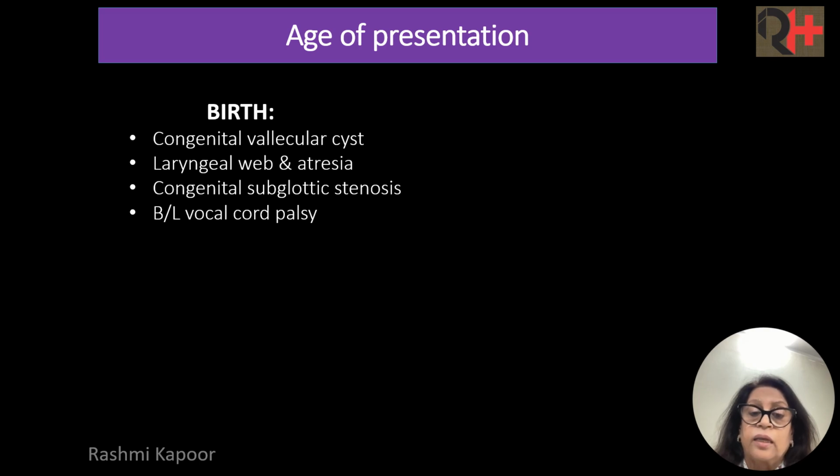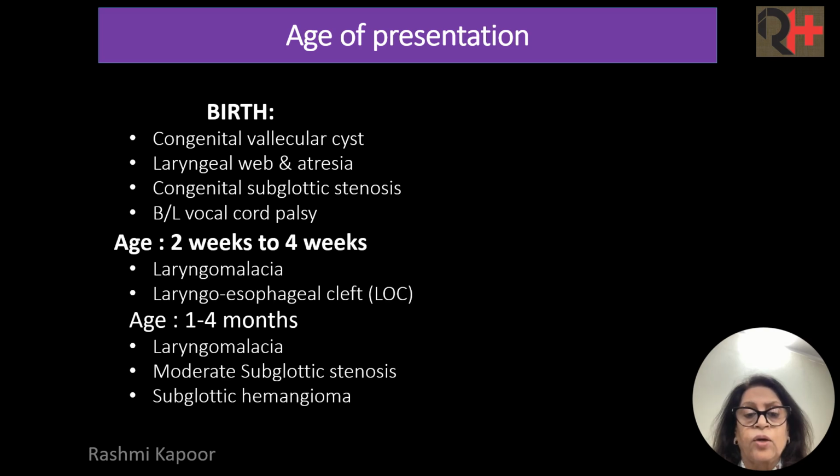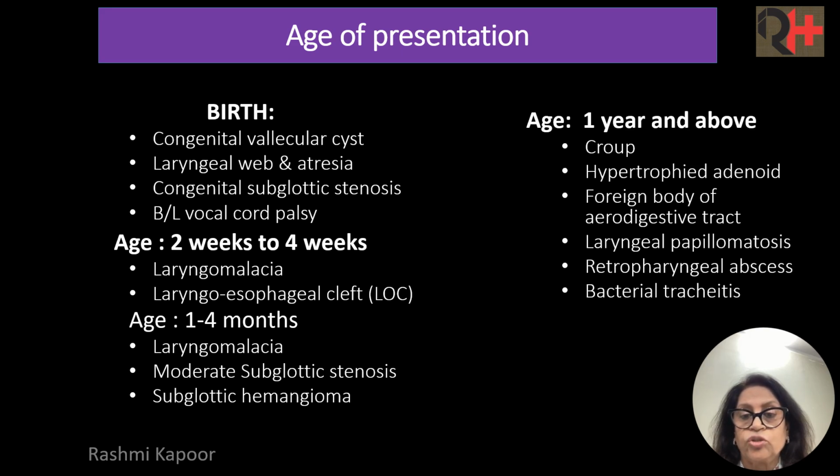At birth, all the lesions that are present at birth would present, like congenital vallecular cyst, laryngeal web, atresia, congenital subglottic stenosis, bilateral vocal cord palsy, because they are going to obstruct the airway completely, so they will present at birth. At the age of 2 to 4 weeks, it could be laryngomalacia or laryngoesophageal cleft. At 1 to 4 months, laryngomalacia, moderate subglottic stenosis or subglottic hemangioma.